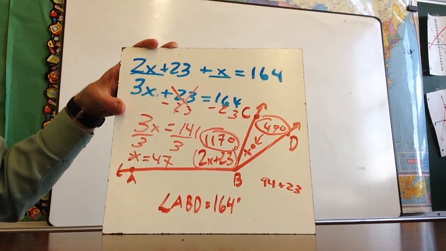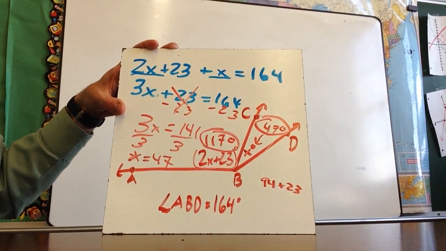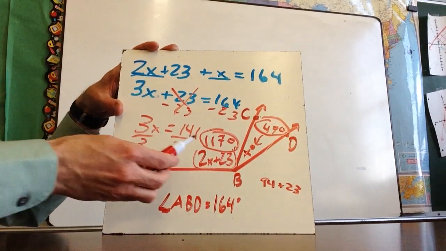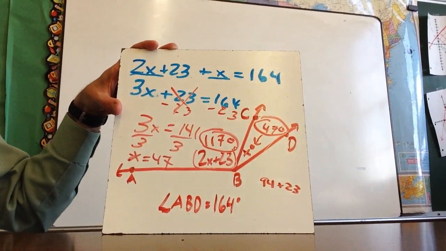Let me just double check and make sure I didn't do anything too crazy. All right, 117 plus 47 equals 164.